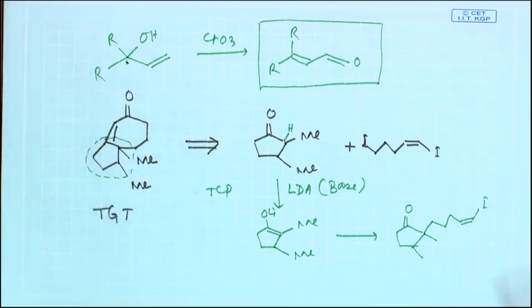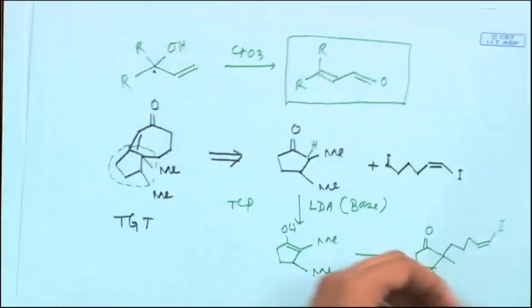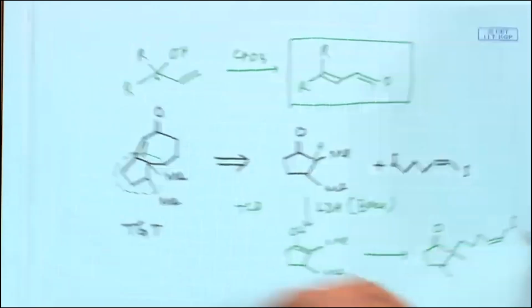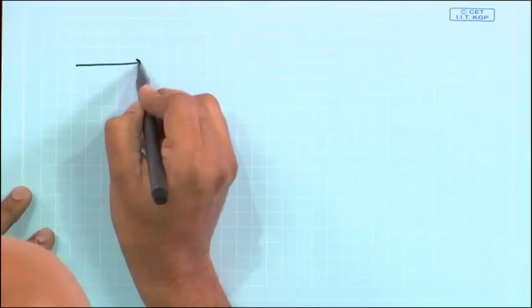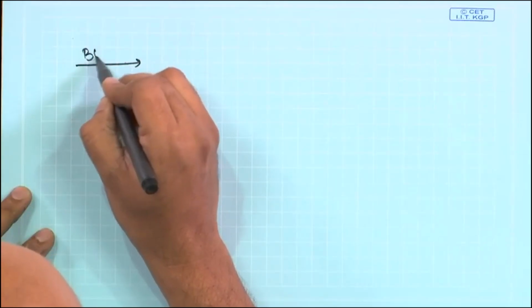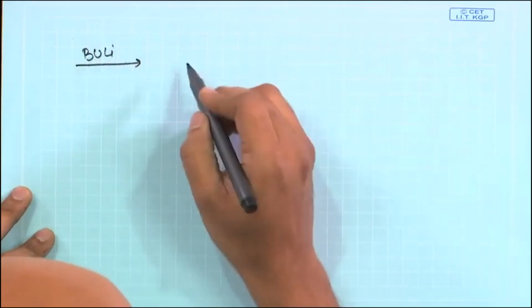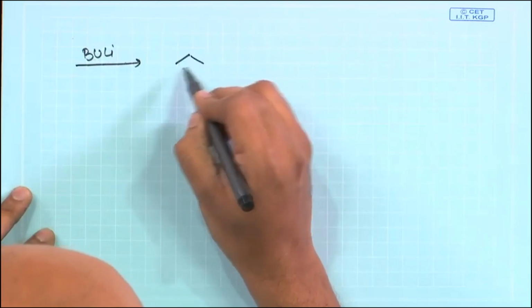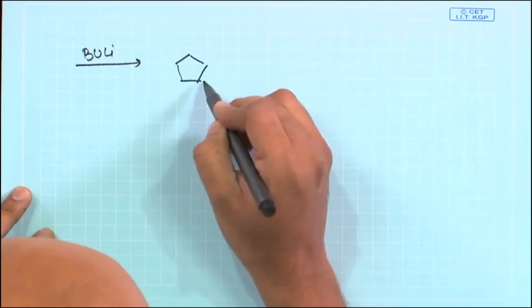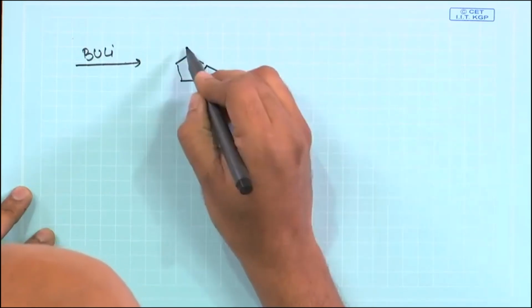Then what we need to do next is take the starting material and subject it to a butyl lithium treatment, which will basically convert this vinylic iodo to a vinylic lithium species.